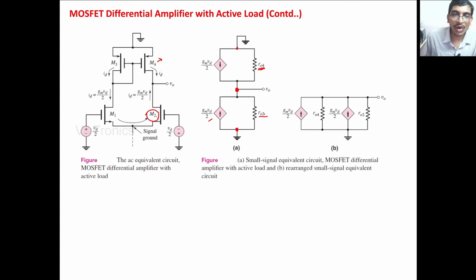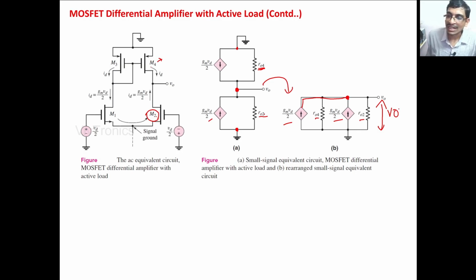There are two ground nodes here. We can combine the two ground nodes so as to get a rearranged circuit. Okay, here gm vd by 2 is one current and gm vd by 2 is another incoming current, and r04 and r02 are in parallel combination after rearranging this circuit. Therefore, output voltage v0 is the voltage across the parallel combination of these r02 and r04 resistances. And here the two currents are getting added: this gm vd by 2 and this gm vd by 2 are getting added.